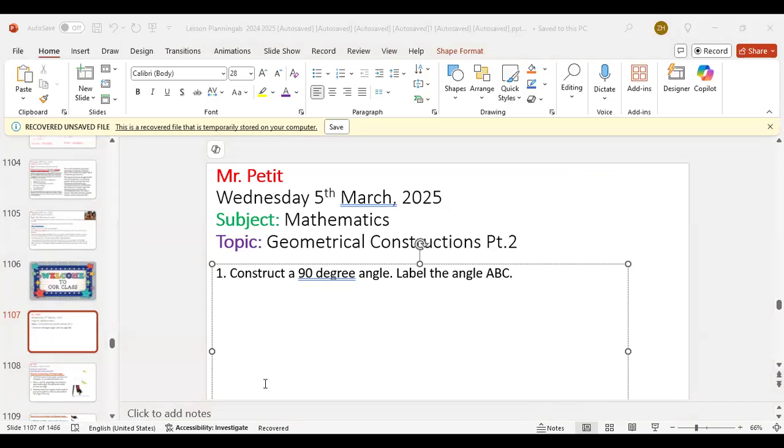A compass. And what else? A ruler. And what else? A pencil. Very good. We only use the protractor to measure the angle. If we were drawing it, then we'd use a protractor, but to actually construct it, we use a ruler, compass, and pencil. Okay, so let's go ahead and actually get into it.